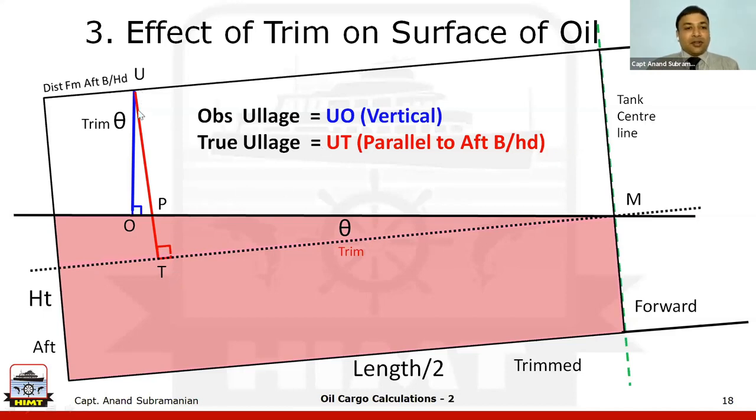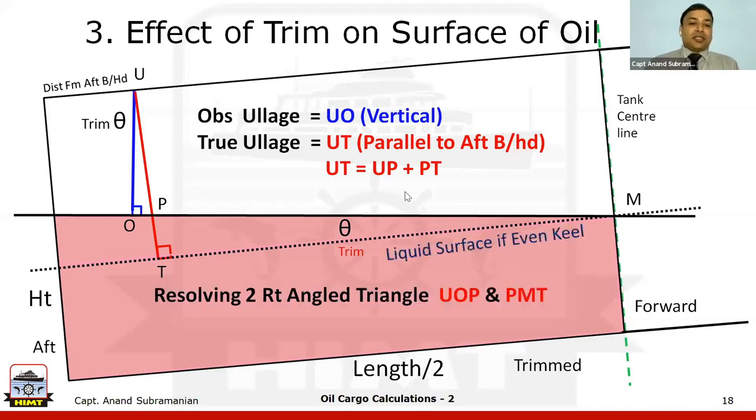So our main intention is to find out what the UT is. What we have is only UO, but we also know the trim, that means how much the ship is trimmed. So ultimately, what we want to find out is UT. That UT can be split up into UP plus PT, that is, U P and P T. This is what we are going to do, and this is what the whole calculation is about.